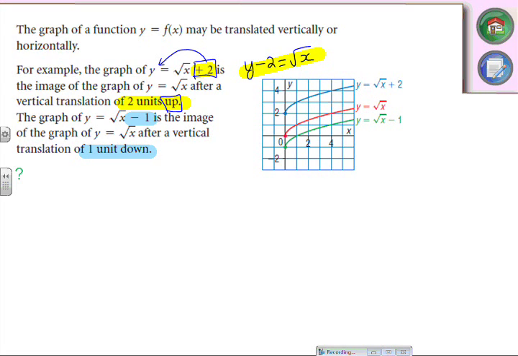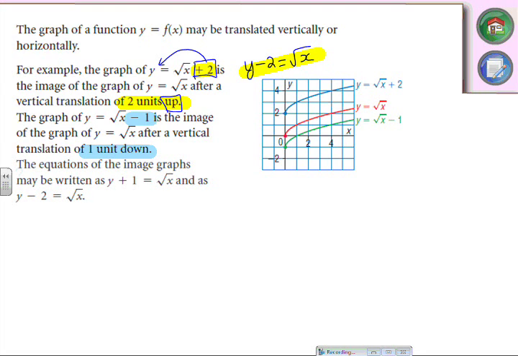And like I just said, we can rewrite it in the better way, this being y minus 1 equals the square root of x. And I'll let our friend explain that to you again.